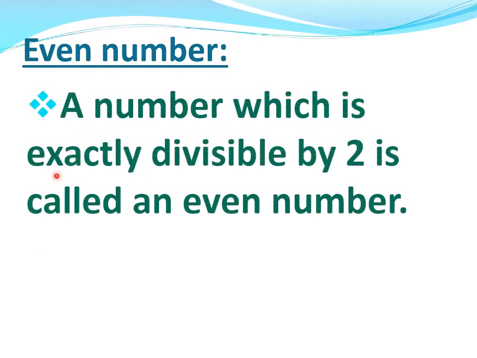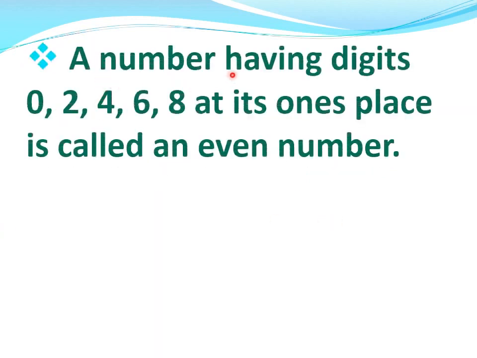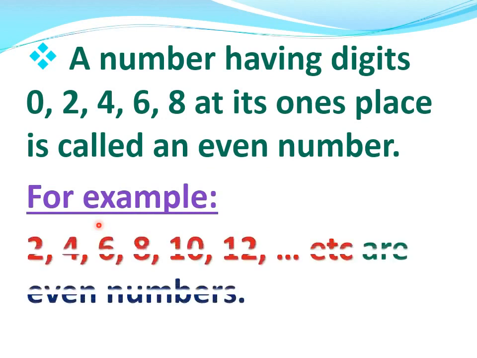Now, even number. What is an even number? A number which is exactly divisible by 2 is called an even number. A number having digits 0, 2, 4, 6 or 8 at its ones place is called an even number. For example, 2, 4, 6, 8, 10, 12 and so on are even numbers.